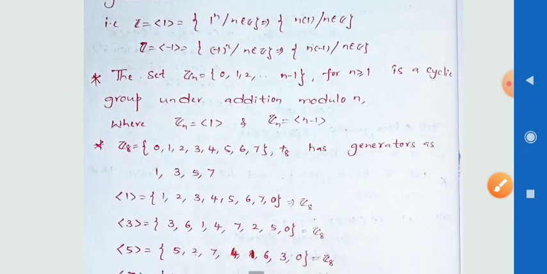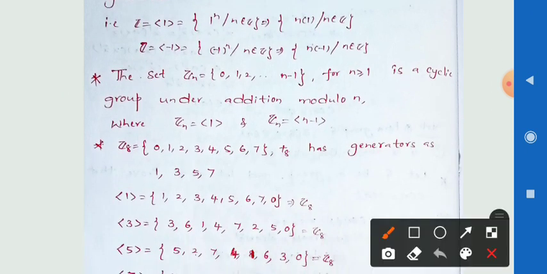Now another example. The set Z n is taken. The set Z n is equal to the set of all elements 0, 1, 2, 3, up to n minus 1, for n greater than or equal to 1, is a cyclic group under addition modulo n.